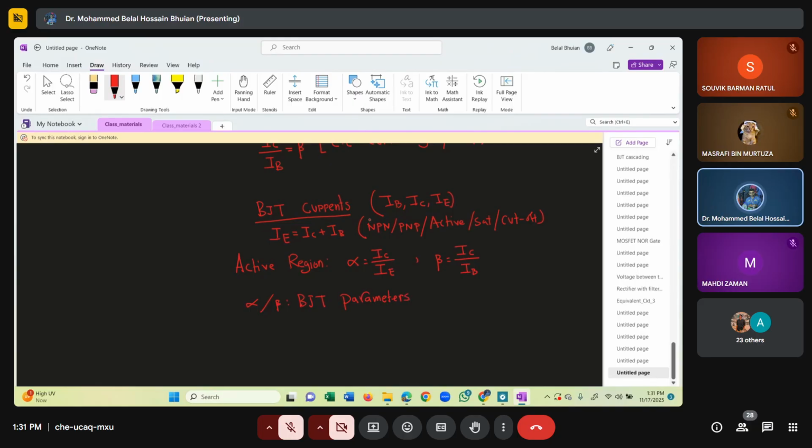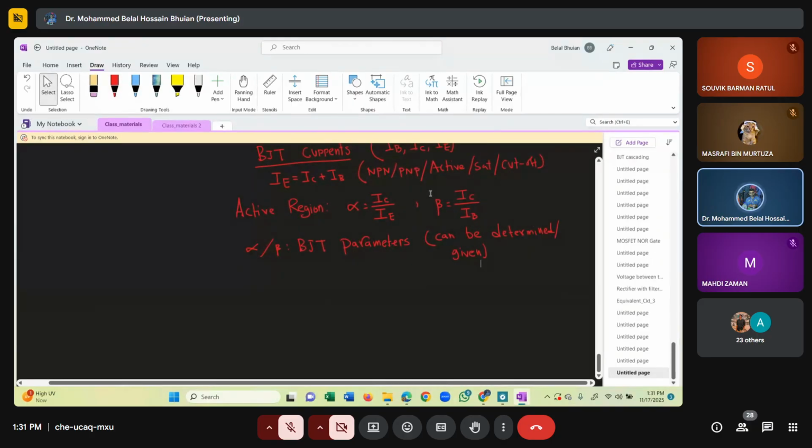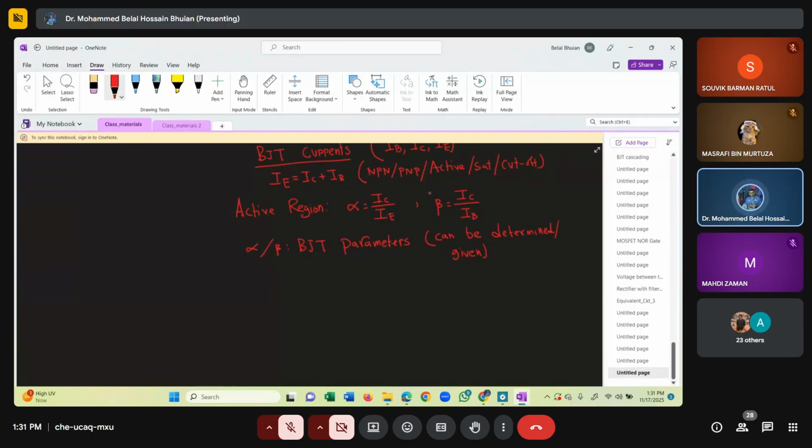Beta and alpha are BJT parameters. Every BJT has its own beta value and alpha value. As BJT parameters, they are known, and can be determined or given. So using this, I can somehow find the value of alpha, or find the value of beta.